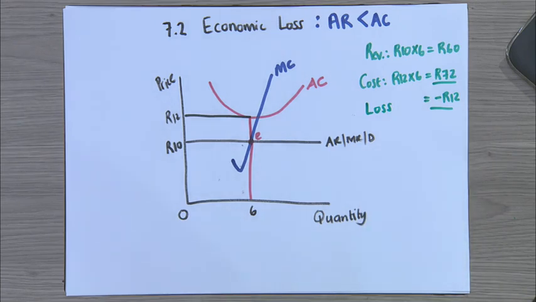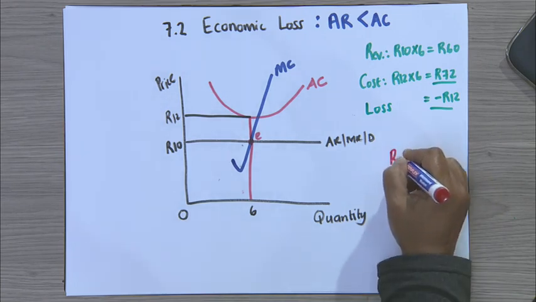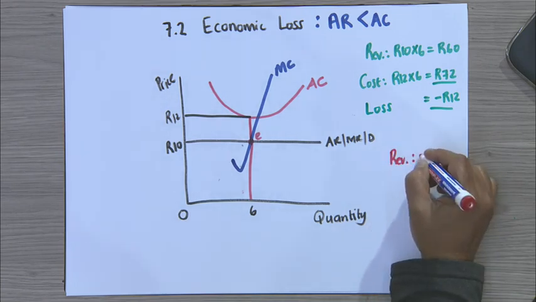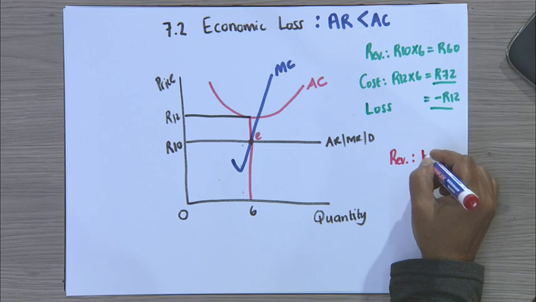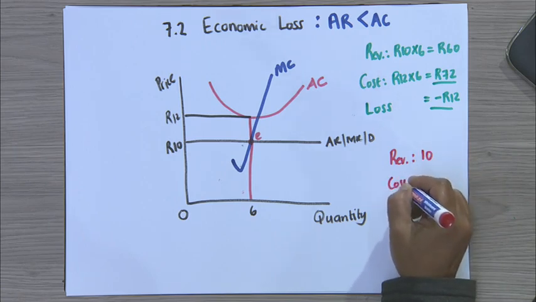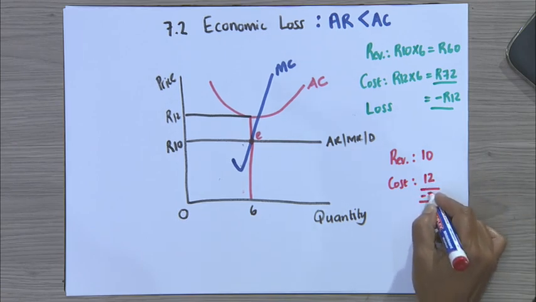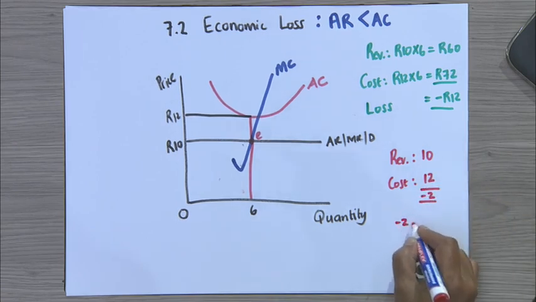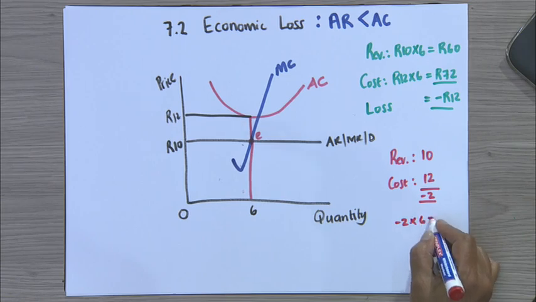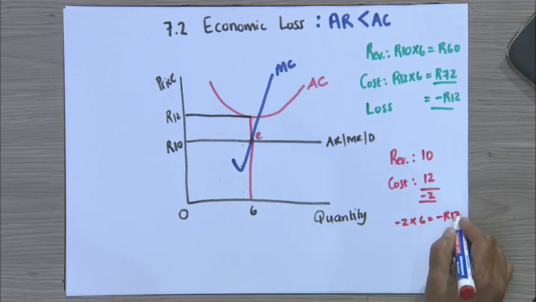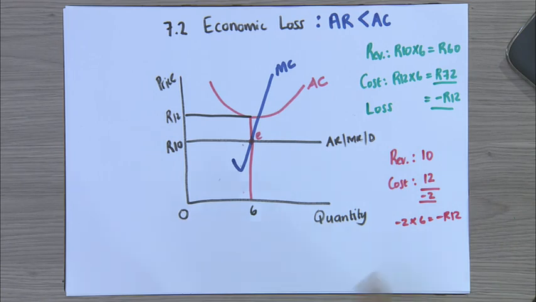Once again, another way in which you could have done that: your revenue is 10. Your cost is 12. So the difference is minus 2. Minus 2 times 6 is equal to minus 12. The negative tells me that it is a loss that I've calculated here.